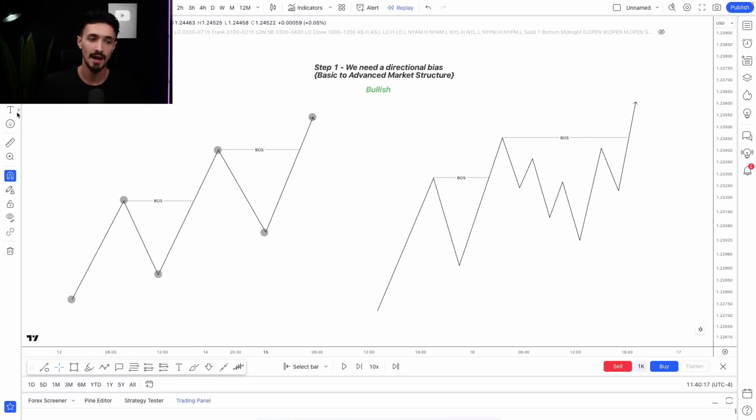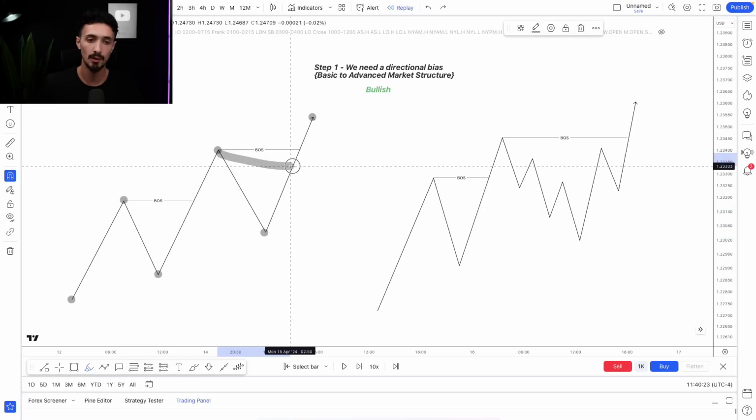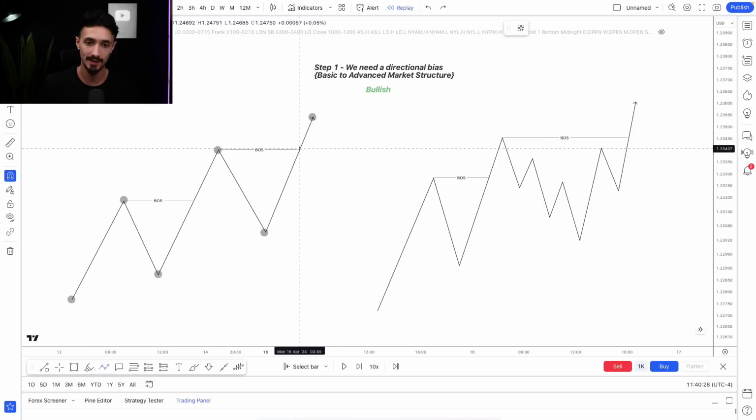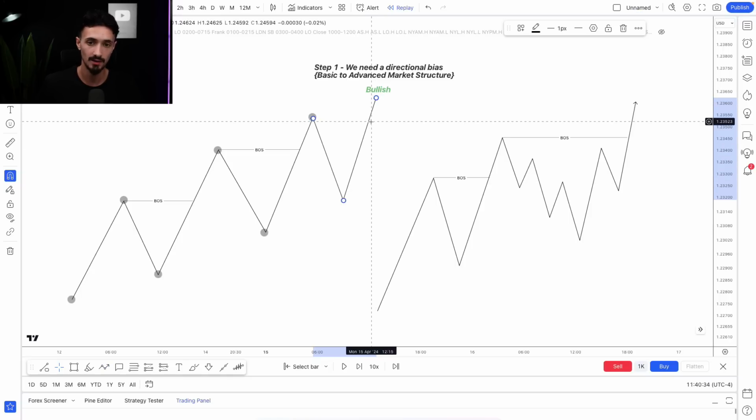This indicates that smart money has a vested interest in taking price higher. So what we see after every break of structure, we have a pullback. In this scenario right here, we've just had a bullish break of structure. What would you be expecting to happen next? You'd be expecting for price to pull back and then continue trading higher. That is the whole purpose of this bullish market structure.